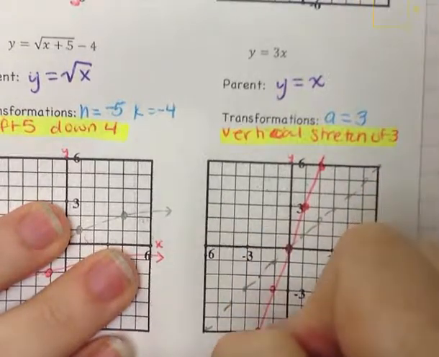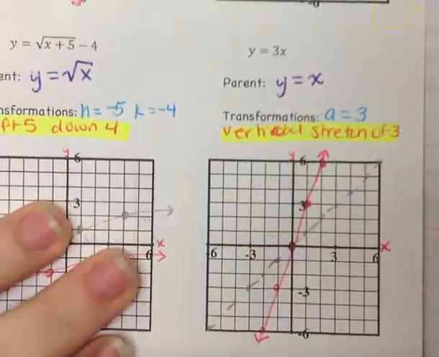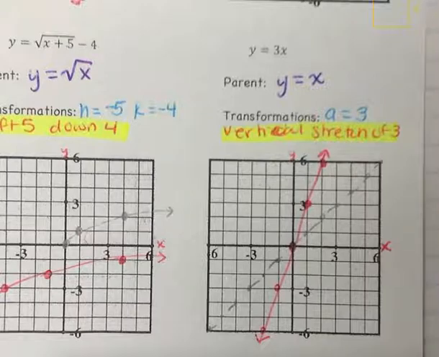So the transformations are affecting the coordinates of the parent function, which is why you need to understand what the parent functions are, and you can still do this without the use of a calculator.